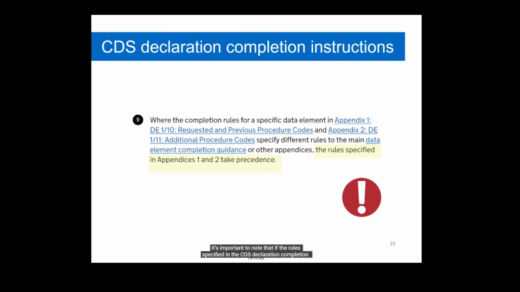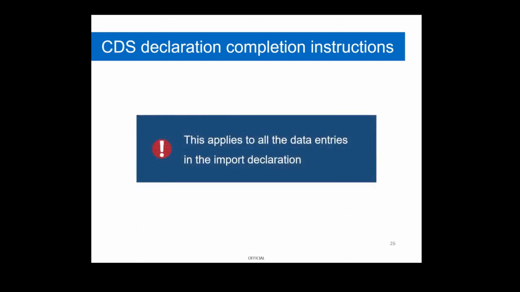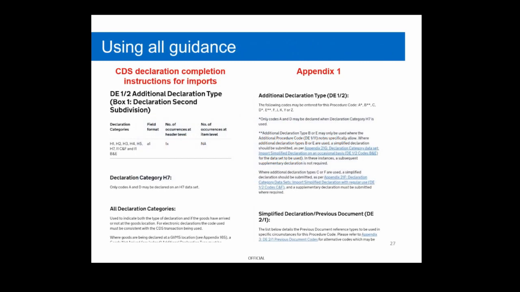It's important to note that if the rules specified in the CDS declaration completion instructions for imports are different to the rules specified in Appendix 1 and 2, Appendix 1 and 2 always take precedence. This applies to all the data entries in the import declaration. Hallie moves on to the next data element of the declaration.